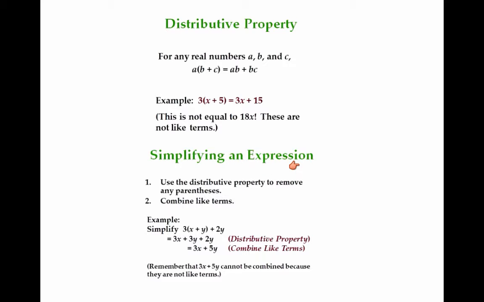Simplifying an expression, you can use the distributive property to remove any parentheses and combine like terms. So if I have 3 times x plus y, plus 2y, I can distribute this 3. I get 3x plus 3y, and then I have 2y here. Now I can combine like terms. I have 2 like terms here, 3y and 2y. That adds up to 5y. I'm going to write this 3x right next to that. They're not like terms anymore.